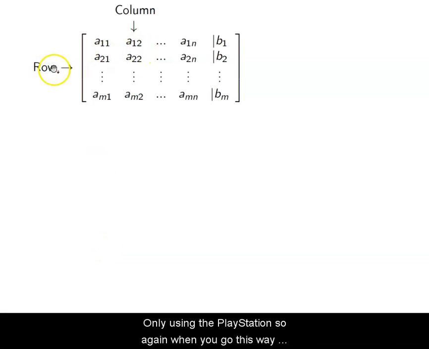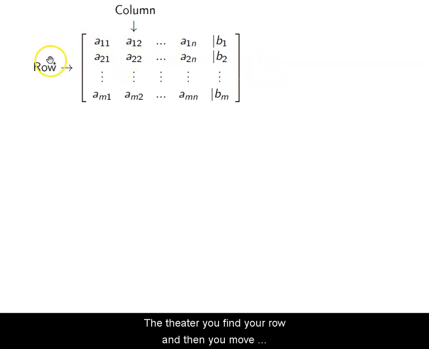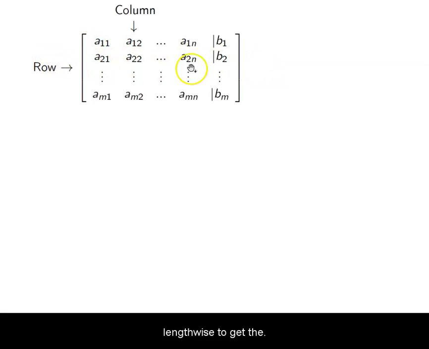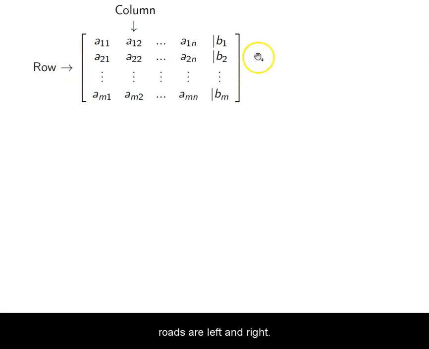So again, when we go this way, this is rows. Just like if you're going to the theater, you find your row and then you move lengthwise to get there. But the stairs that lead you there, those are a column, right? Up and down is a column. The things that hold up your ceiling are columns. So columns are up and down. Rows are left and right.